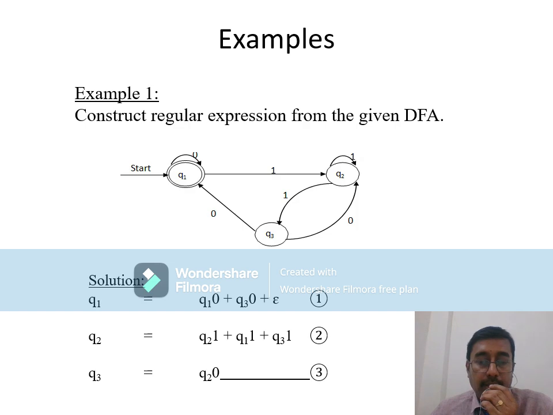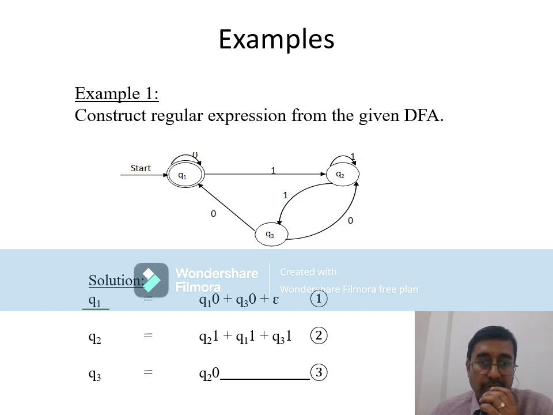So consider this example. Construct a regular expression from the given DFA. We have three states in total, Q1, Q3, Q2. Over here, Q1 is my starting state as well as my final state. So now, how are we going to use Arden's theorem? There are three states in total. First I am considering my Q1.